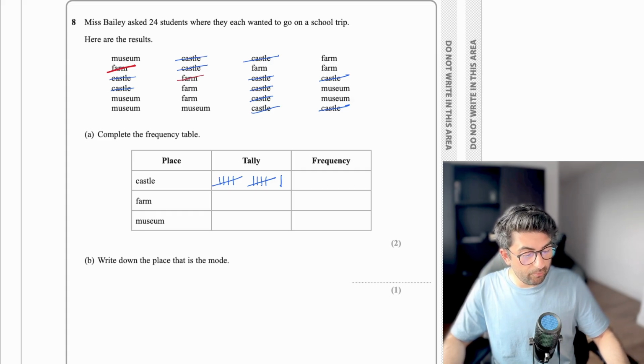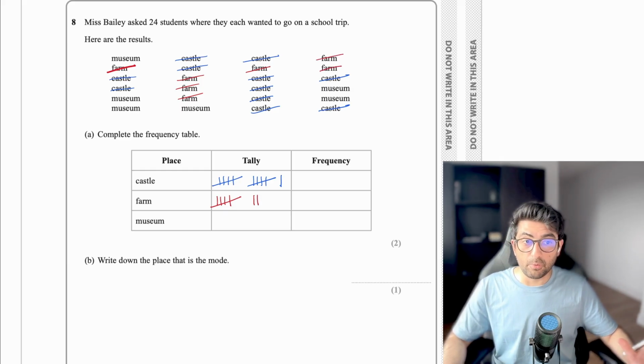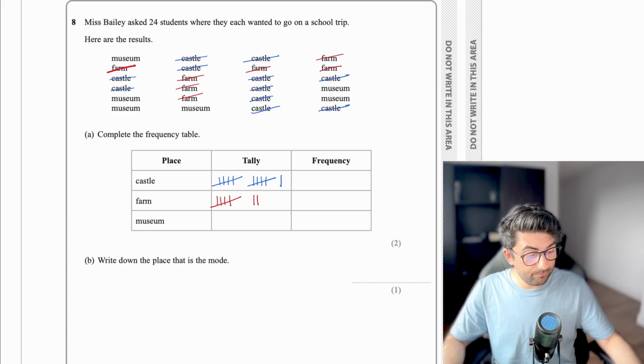There's 2, 3, 4. So let's tally those 4. There's a 5th one, and again, when you're tallying 5, you cross through. 1, 2 more there. Okay, and that's all the students that want to go to the farm.